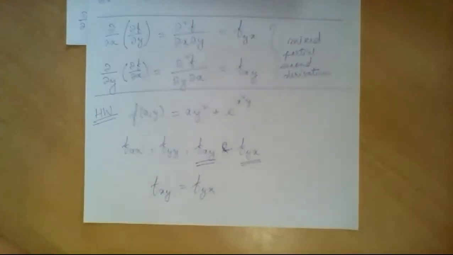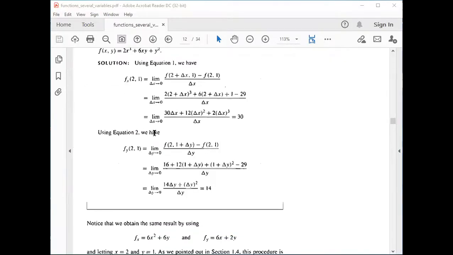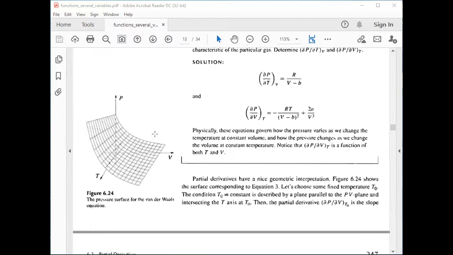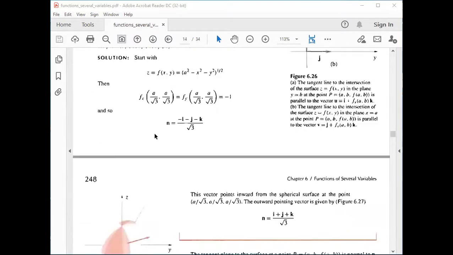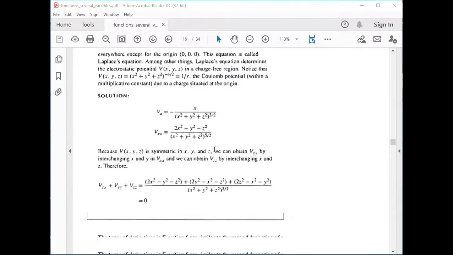See, the answer lies in a theorem. Okay, let me show you the theorem.